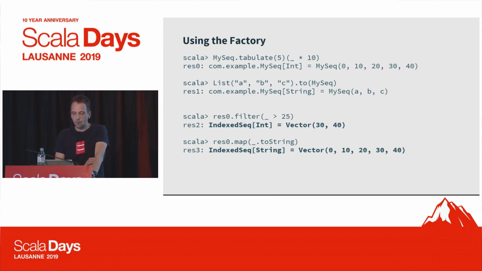We're calling filter and map here, and the values you get in the result are correct. That's exactly what you expect, but the types are wrong. So both return an IndexSeek, but not a MySeek. That's not what we want. And the IndexSeek is implemented by a Vector. That's because Vector is the default implementation of the immutable IndexSeek. So why is this?